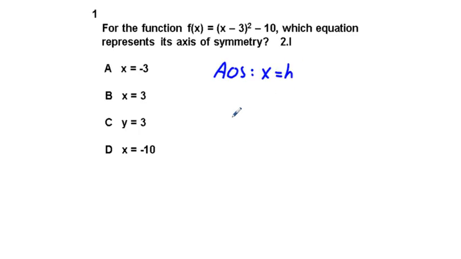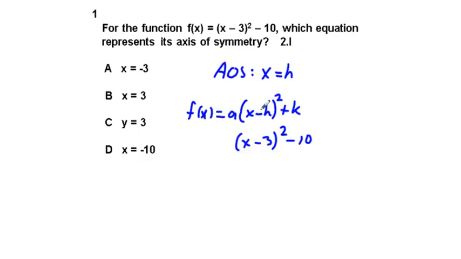Well, you might ask what h is. The vertex form of the quadratic equation is this: a times quantity x minus h squared plus k. So this value of h is what makes this thing move left or right. And in this instance we have quantity x minus 3 squared minus 10.